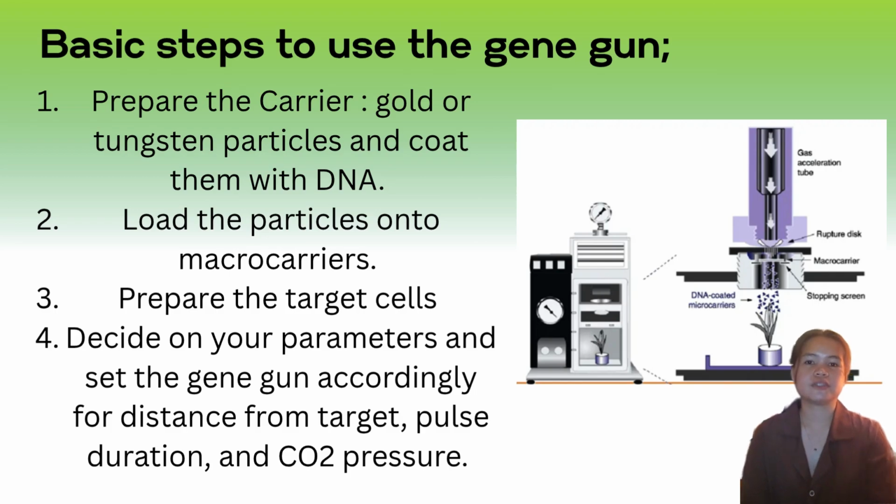Step 4 is to decide on your parameters and set the gene gun accordingly. So, of course, you need to control the settings such as the distance from the target, the pressure used to propel the particles, the pulse duration, or firing strength. The right balance of these factors ensures that the particles go deep enough to deliver the DNA without damaging the cells.